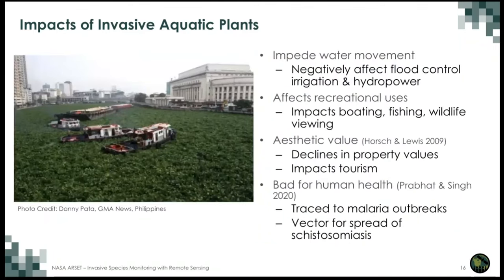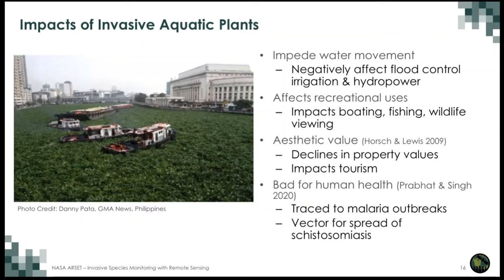They also have impacts, as I said, to human well-being and livelihood. What we're seeing here is a picture of tugboats that are pulling a cargo barge that's actually stuck in a portion of the Pasig River covered with tons of floating water hyacinths in Manila. This was taken in October of 2020 and was featured prominently in regional and national news. Recent estimates for the economic cost of invasive plants to the United States have been conservatively estimated at $190 billion from 1960 to 2020, or about $2.4 billion per year.